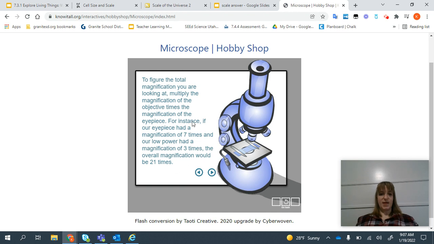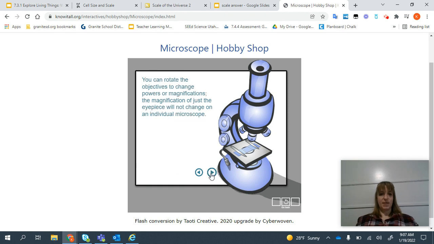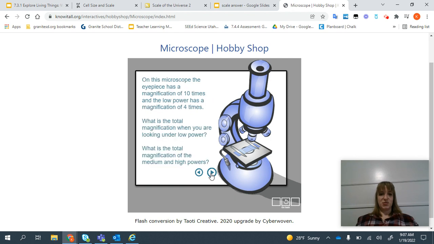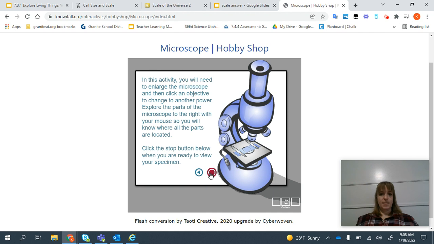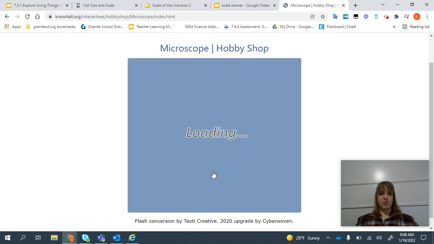So then this is explaining how we get the total magnification, and then we can rotate the objectives to get a higher magnification. Okay, I think we are ready to look at the microscope.